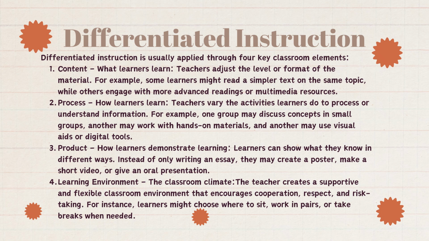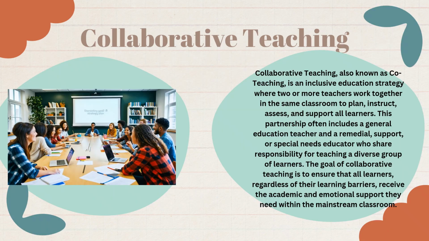The third step is product, how learners demonstrate learning. Learners can show what they know in different ways. Instead of only writing an essay, they may create a poster, make a short video, or give an oral presentation. The final step is the learning environment, the classroom climate. The teacher creates a supportive and flexible environment that encourages cooperation, respect, and risk-taking. For instance, learners might choose where to sit, work in pairs, or take breaks when needed.